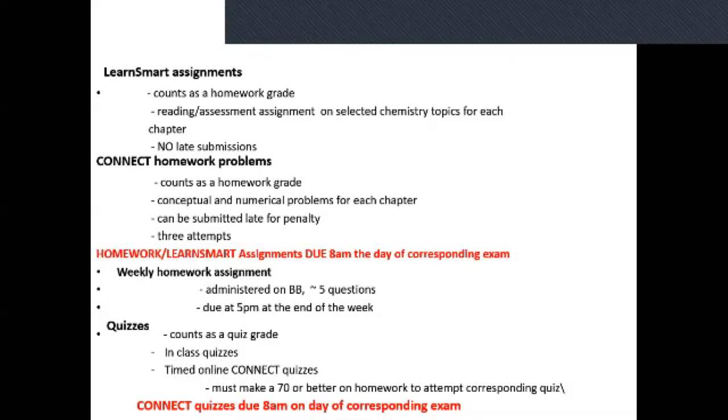In addition to these assignments, we'll be having a weekly homework assignment, which I'll post either today or in the morning, and that'll be over topics we're going to be discussing that week. Those will be due at the end of the week on Friday at 5 p.m. This will be approximately 5 questions that I'll post on Blackboard to go over the topics we'll be discussing that week. So this week we'll be discussing intermolecular forces, so that's what these questions will be. And I'll post them either today or the latest tomorrow morning.